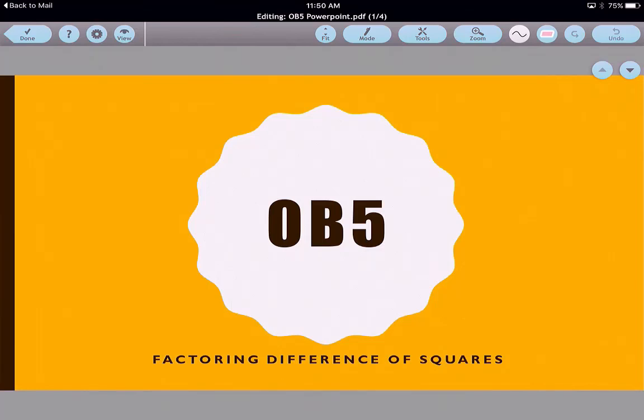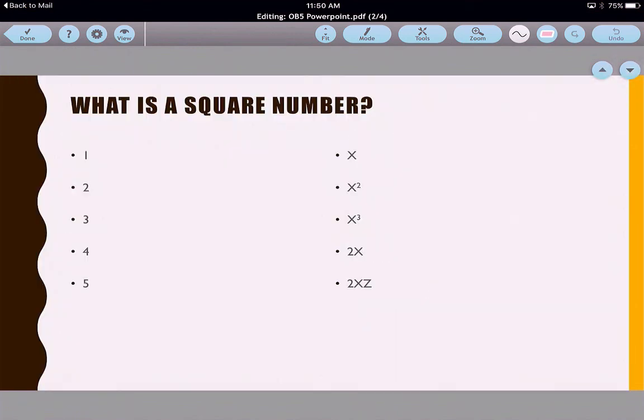Hello! So today we're going to do Objective 5, Factoring Difference of Square Binomials. Before we get started with that, we actually have to take a look at what is a square number. Now, I know you guys know this, but just to be double sure, I just want to go through the list, and it might not be a bad idea to kind of write yourself a more inclusive list of the first 20 integers and their squares.